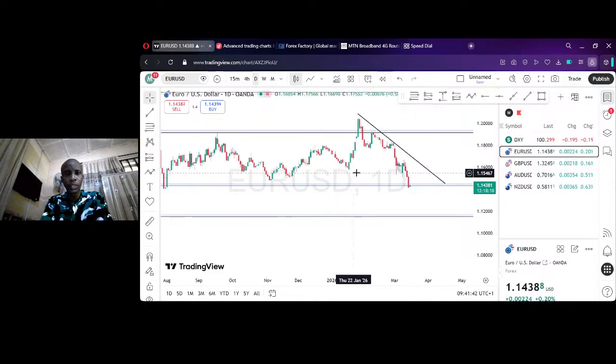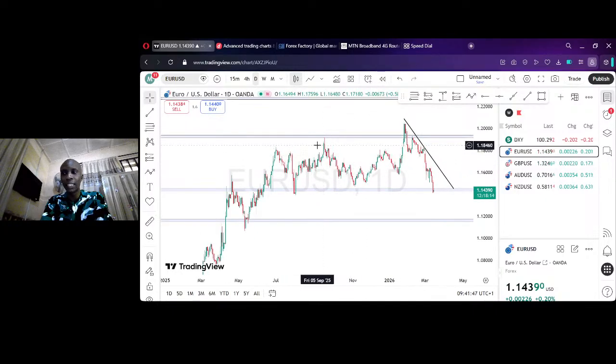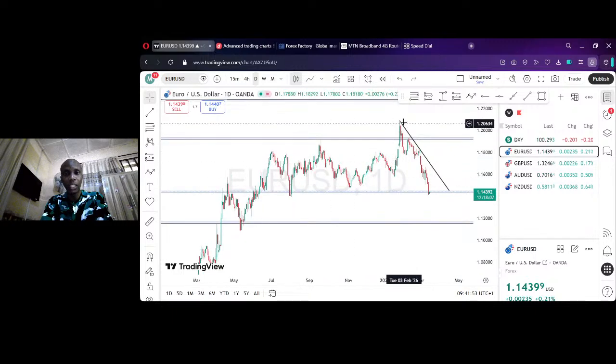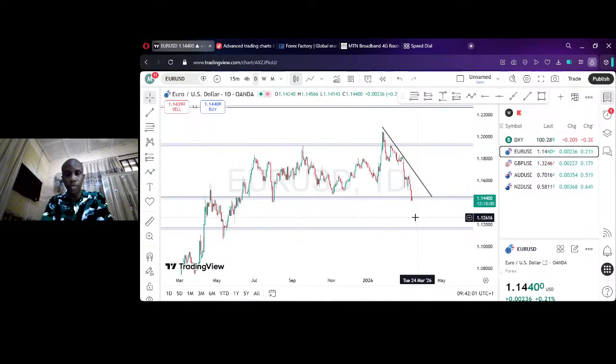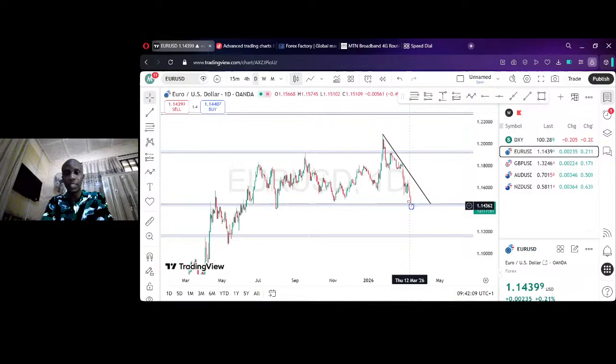Daily time frame. Now as you can see on the daily time frame, price attempted this level of resistance. It was rejected, came again, it was also rejected, and price pushed back down right here. So on this support level, what is holding price from breaking through right here is this support level.